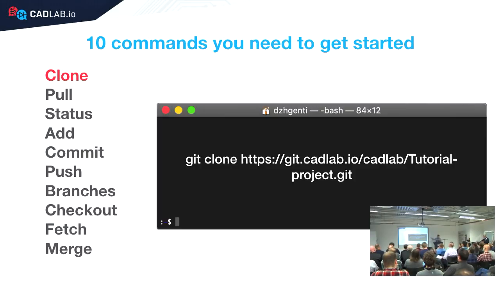The git clone command just takes a full copy of the central repository, puts it on your local machine, and establishes a connection. So whenever you have a new team member, they just execute this command and they join the collaboration.